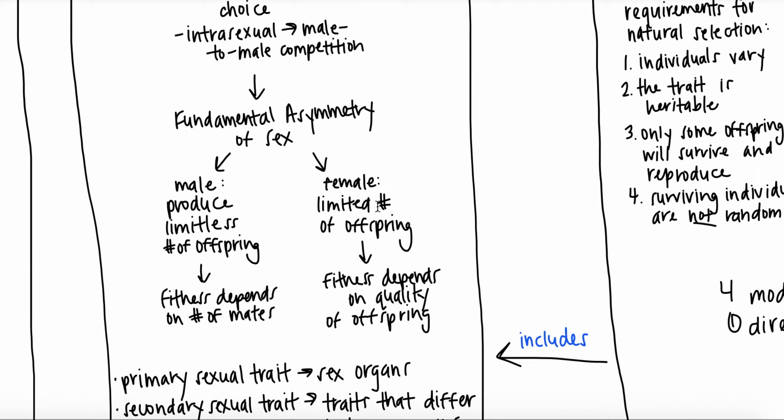Whereas the female has a limited amount of offspring, and her fitness depends on the quality of her offspring. So she doesn't want to just choose some random male that has bad qualities because then her offspring will die off. She wants to choose a mate that has good qualities that she can pass on to her offspring, and her offspring will survive and reproduce.